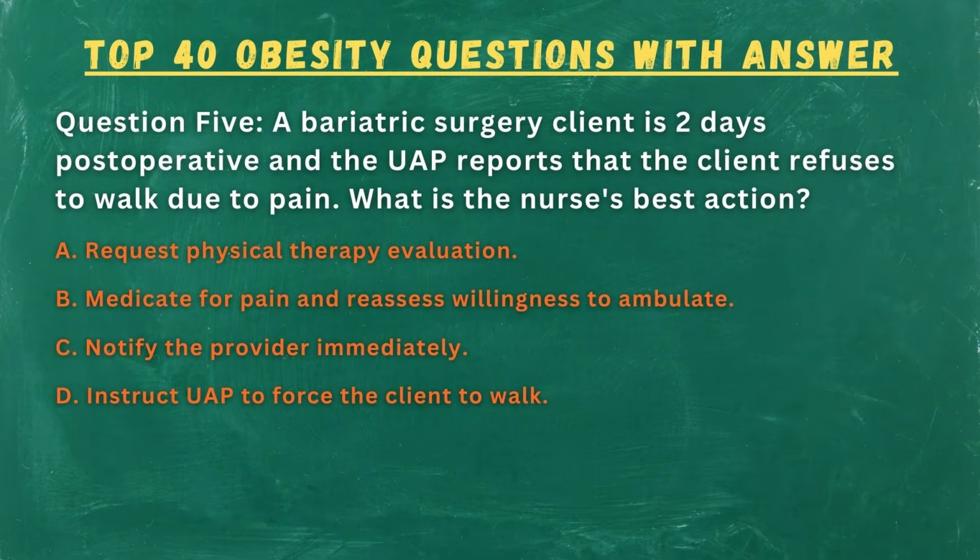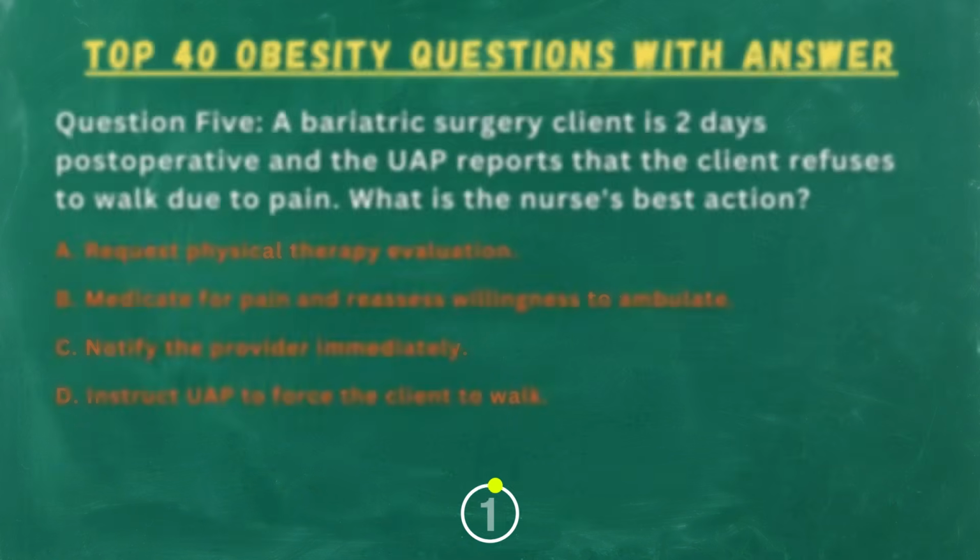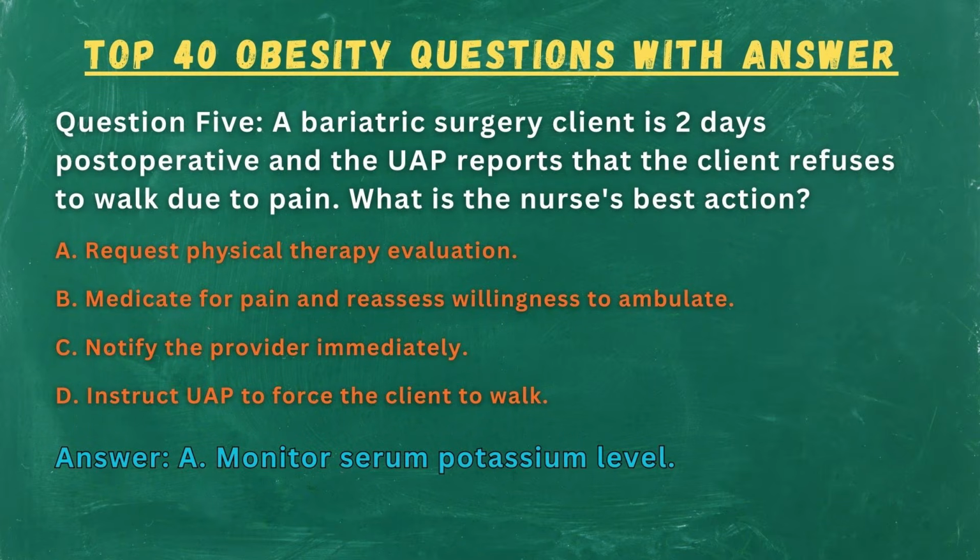Question 5. A bariatric surgery client is 2 days postoperative and the UAP reports that the client refuses to walk due to pain. What is the nurse's best action? A. Request physical therapy evaluation. B. Medicate for pain and reassess willingness to ambulate. C. Notify the provider immediately. D. Instruct UAP to force the client to walk. Answer. B. Medicate for pain and reassess willingness to ambulate.